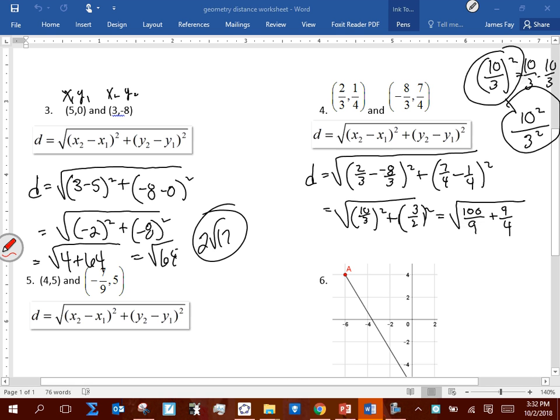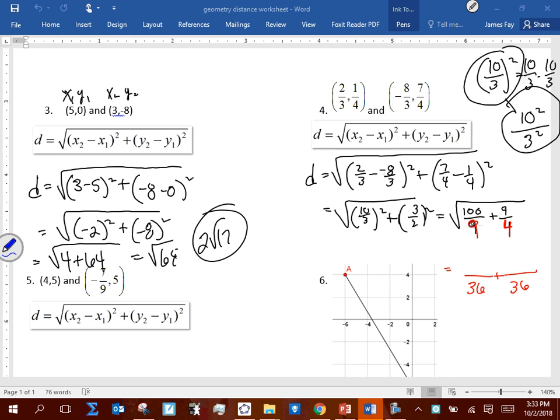Okay. Now in this case, I need a common denominator. This 9 and that 4 cannot add together. So I need a common denominator, and that common denominator is found by multiplying those two things together. So it becomes 36. So I'm going to rewrite both these fractions with the denominator of 36.